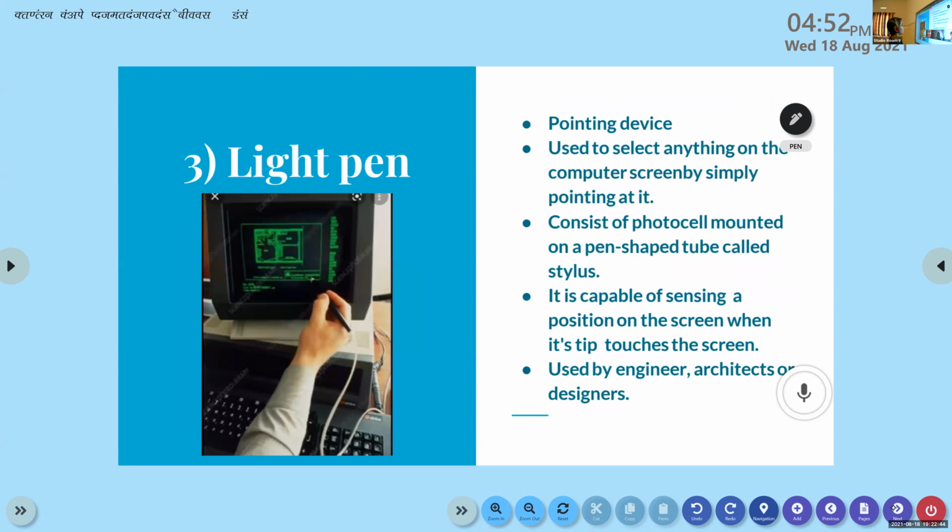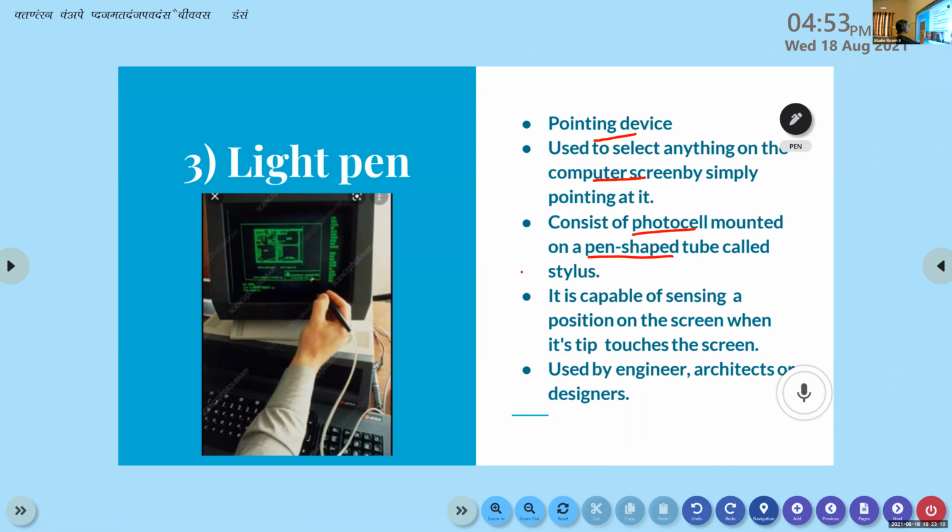Okay. Light pen, what is that? It is also a pointing device. Light pen is also a pointing device which is used for selecting an item. It is used to select anything on the computer screen by simply pointing at it. By simply pointing on the screen, we can select any item. Okay, it consists of a photo cell, which has been mounted on a pen-shaped tube, which is known as stylus.